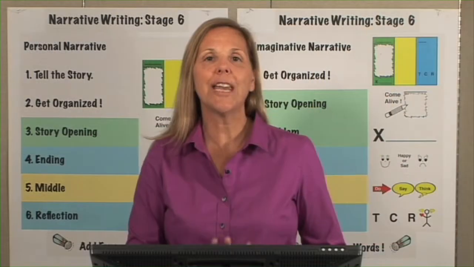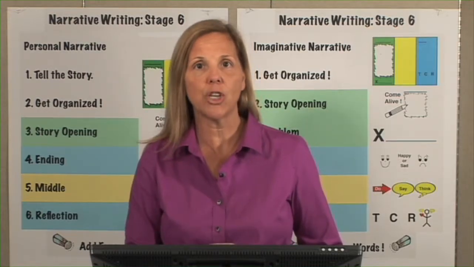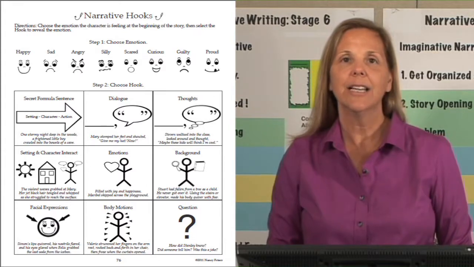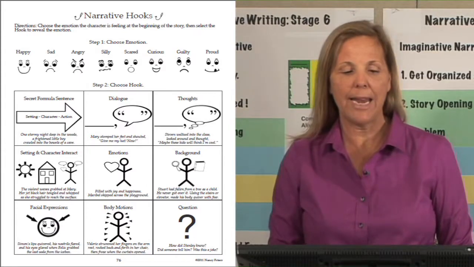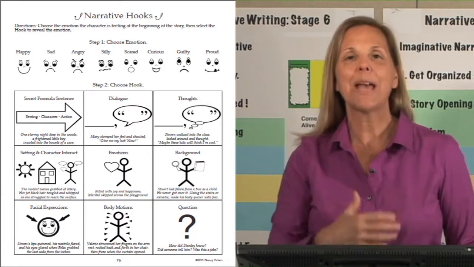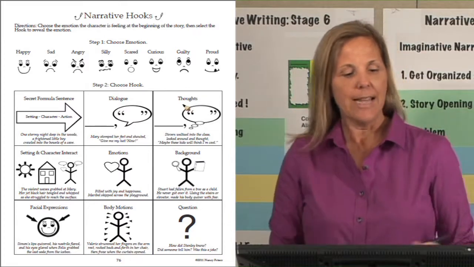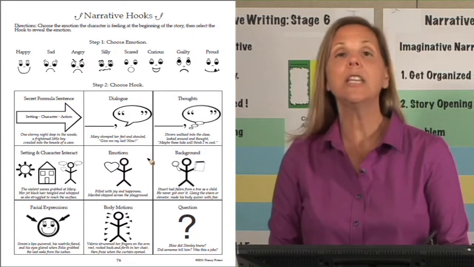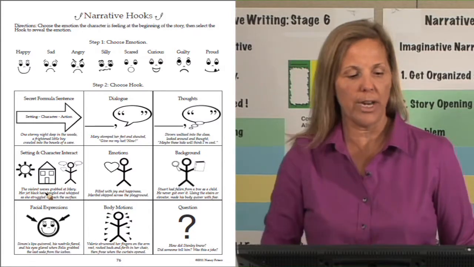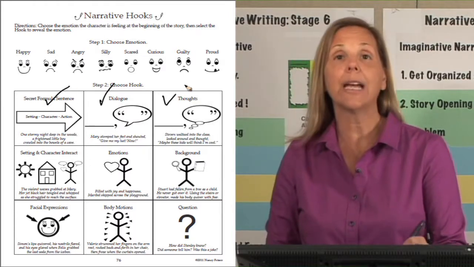In addition to this stage 6 personal narrative writing, you will need tools from the tools section in this chapter. The first tool you'll need is on page 76. This is the narrative hooks page. For the story opening, we will now start calling it the hook. That beginning of the story that you will write that will pull the reader in. In the boxes on this page are many different types of hooks that the children could use to start their story. Notice the top 3 boxes have the SC arrow, dialogue, and thoughts.